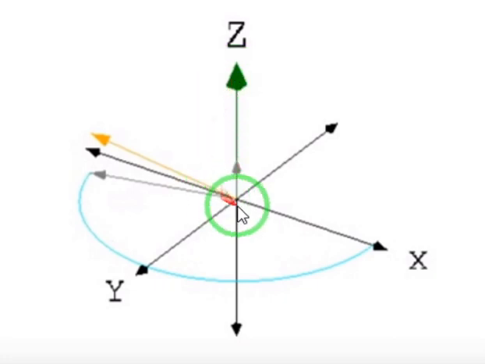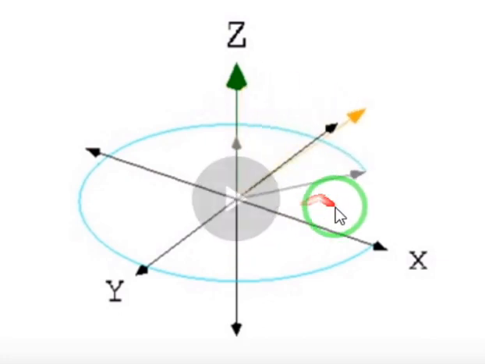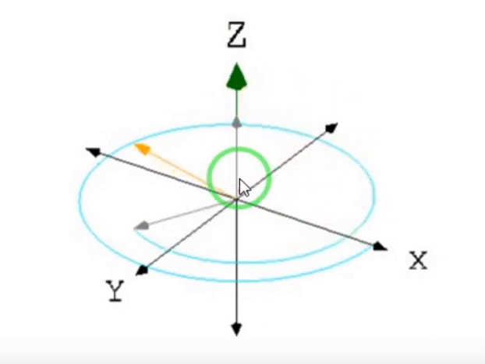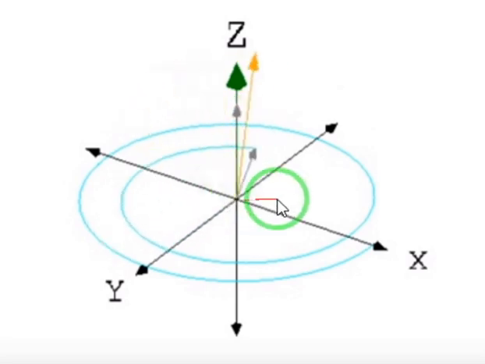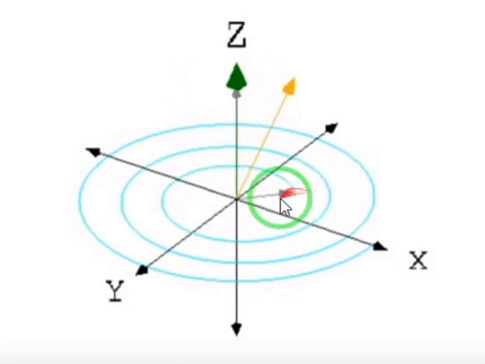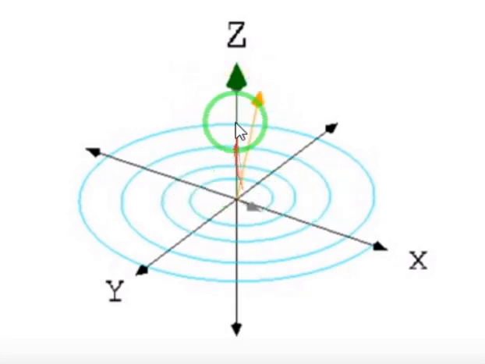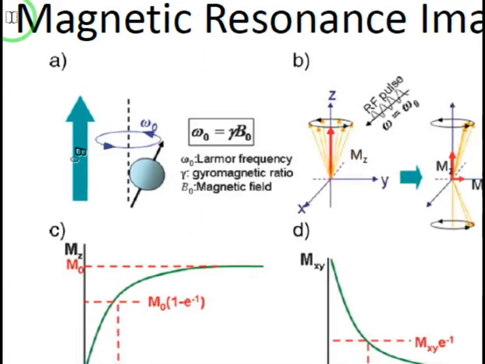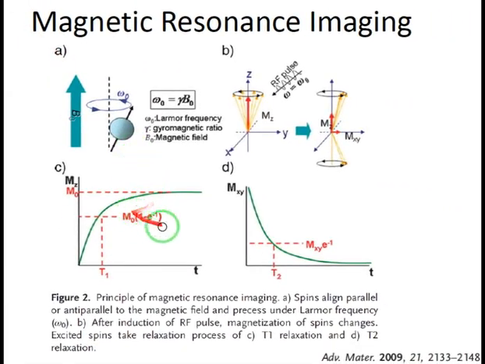If we measure these two components, the image on the z axis and the image on the xy plane, we will get two physical properties which can be used for MR imaging. As you see here, as it is spinning, this amount is increasing and this amount is decreasing. You see here it is decreasing and this one is increasing.